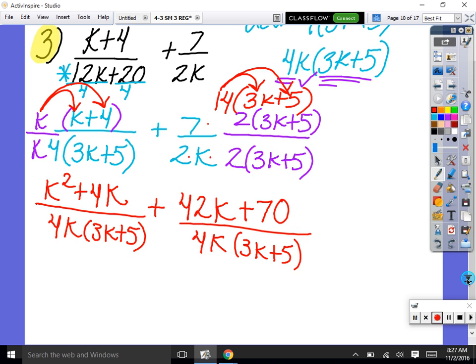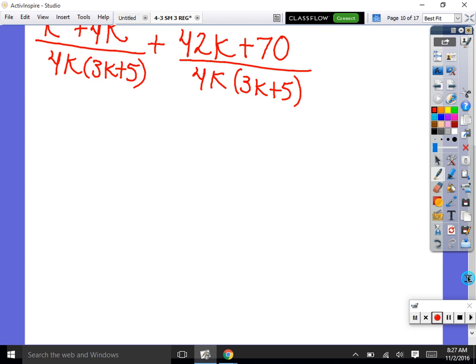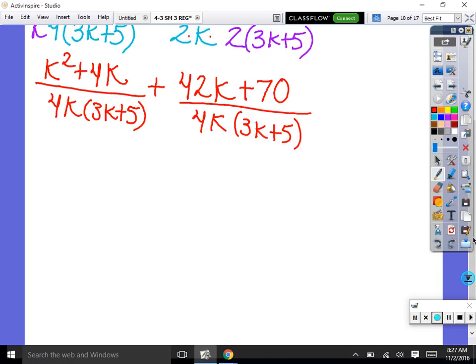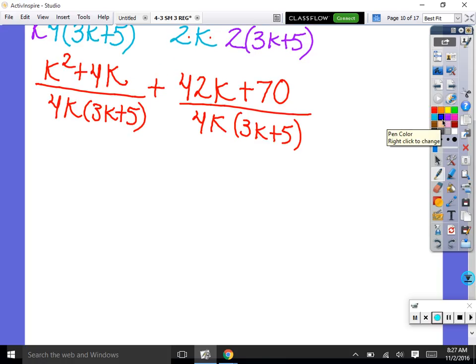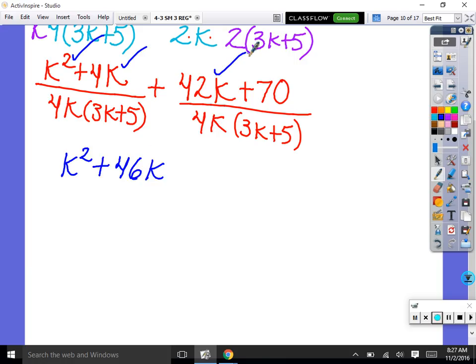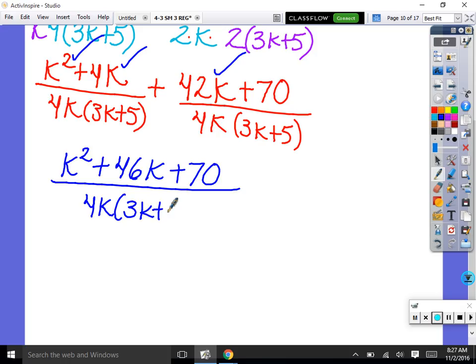Now look at your denominators. Are they the exact same? So we've done it correctly. It's a yes, so we've done it correctly. If they don't look the exact same, then you say, what did I miss here? What least common denominator did I miss? So now that we have a common denominator, we're going to combine the tops. So we have a K squared, check. 4K plus 42K's is 46K's. And then we have plus 70 all over the common denominator of 4K and 3K plus 5.